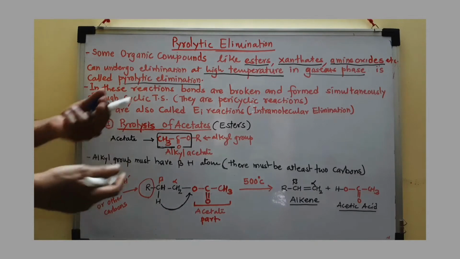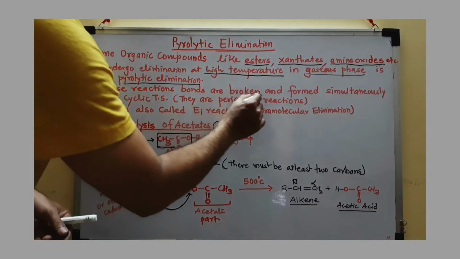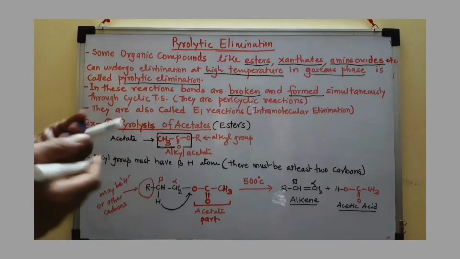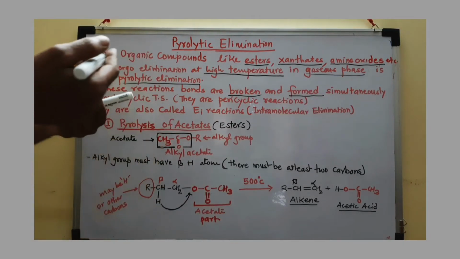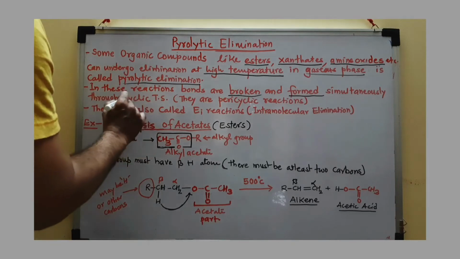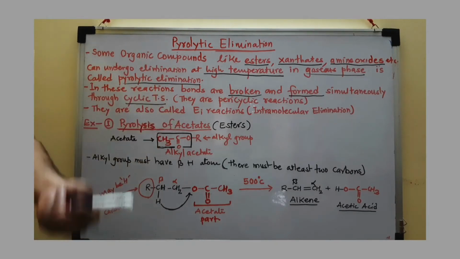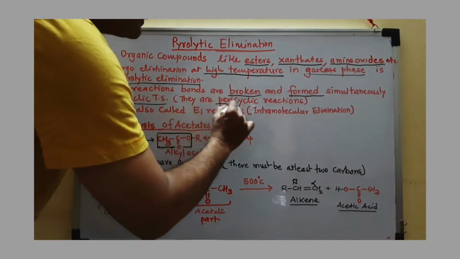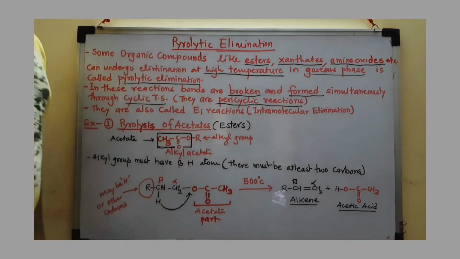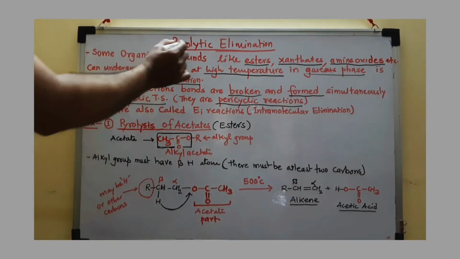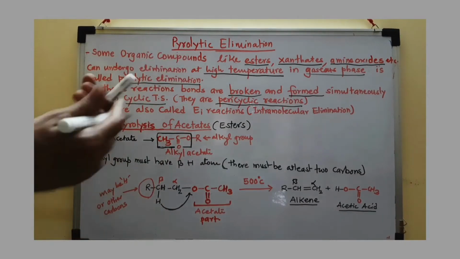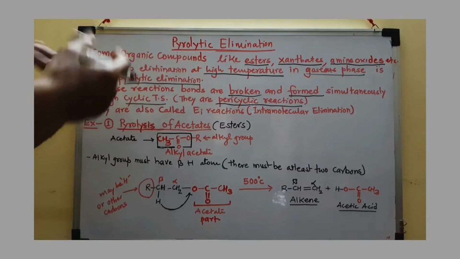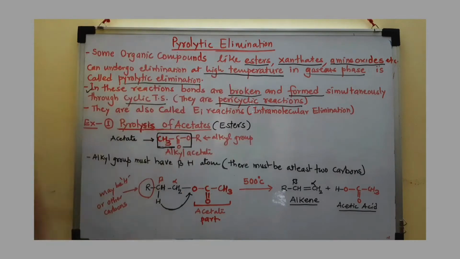Again, during this process some bonds are broken and some bonds are formed, but those bonds are actually forming a cyclic transition state, and we know very well that if a cyclic transition state is formed, that reaction is called a pericyclic reaction. So this is again important. Pyrolytic elimination or pericyclic reactions are concerted reactions where bonds are formed and broken simultaneously through a cyclic transition state.